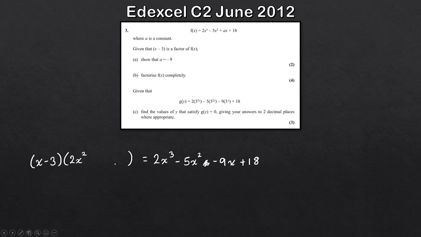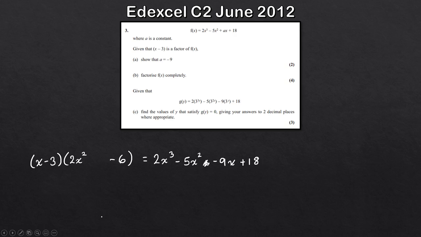And the last term is also really easy to work out. If we just look at the last term here, this is just the 18. Okay, and there's only one way to get that 18, and that's by doing minus 3 times the last number here in our quadratic. So what do we times minus 3 by to get positive 18? Well, that must clearly be minus 6. So this is minus 6.